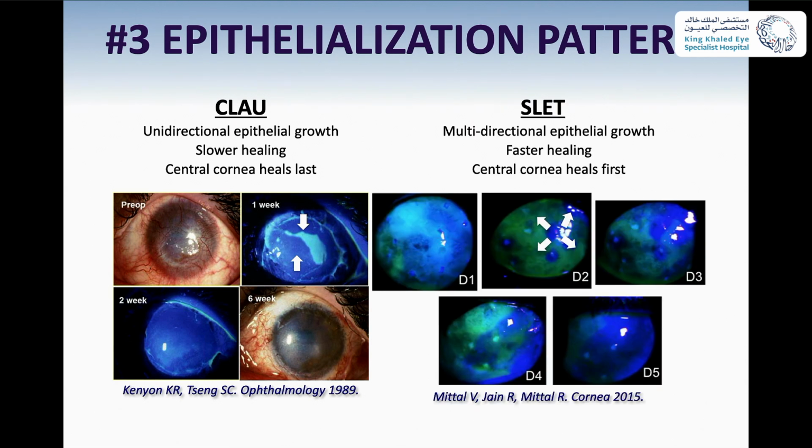CLAL is a traditional technique from the late 70s and early 80s, conjunctival limbal autograft, where we used to put a small segment of the limbus, and the cells will grow from there, and the central cornea will heal last. With SLET, you have many explants. The cells are growing at 360 degrees from each explant, and then they merge and form a monolayer, and then stratification.